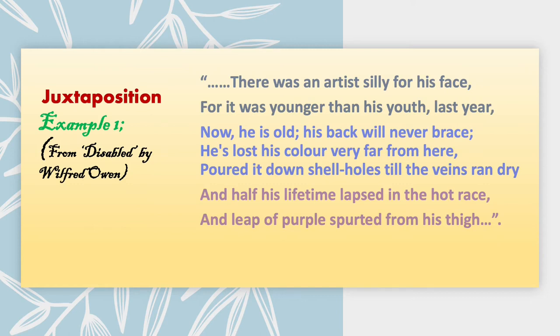And in the next two lines, "and half his lifetime lapsed in the hot race, and leap of purple spurted from his thigh." In the last two lines, Owen juxtaposes again with the recent past, the aftermath of the accident. Then he recollects how his physical appearance changed due to the blood draining out of his body. This is how Owen uses juxtaposition to invite the reader to contrast the three different periods of this young man's life.